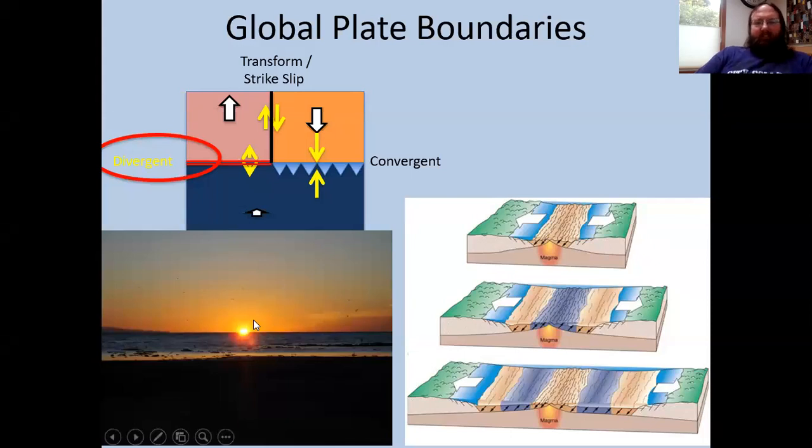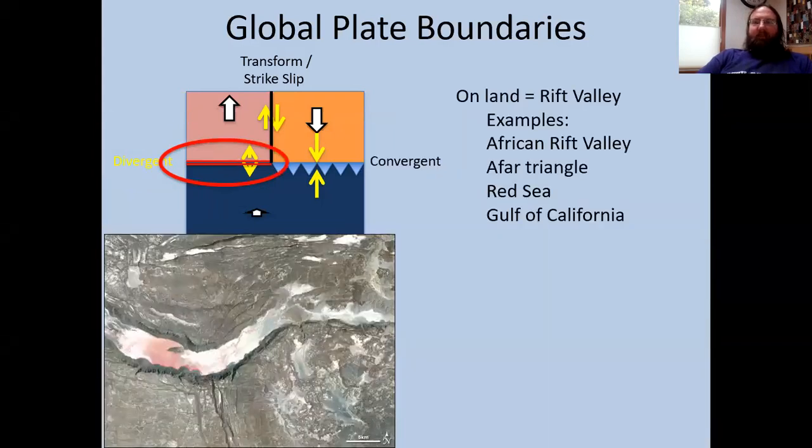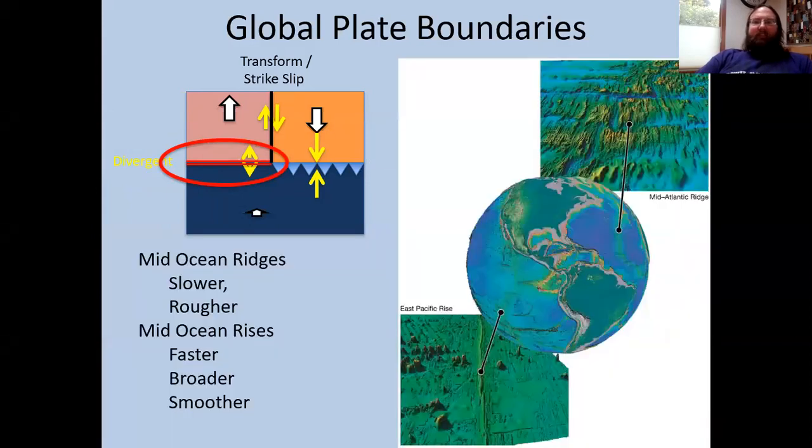So the Salton Sea is actually a slightly more advanced stage of rifting. The Salton Sea actually represents what happens when your rift opens up and starts to form a sea. So here's what part of the African Rift Valley looks like from space, your on-land Rift Valley. Next, we're going to show you the Salton Sea.